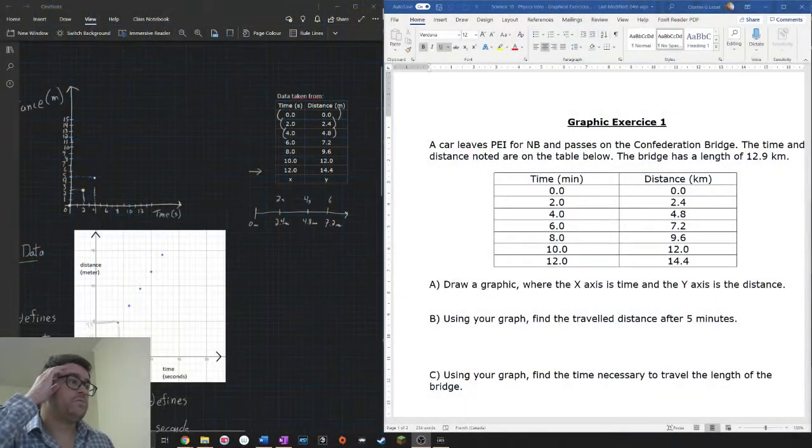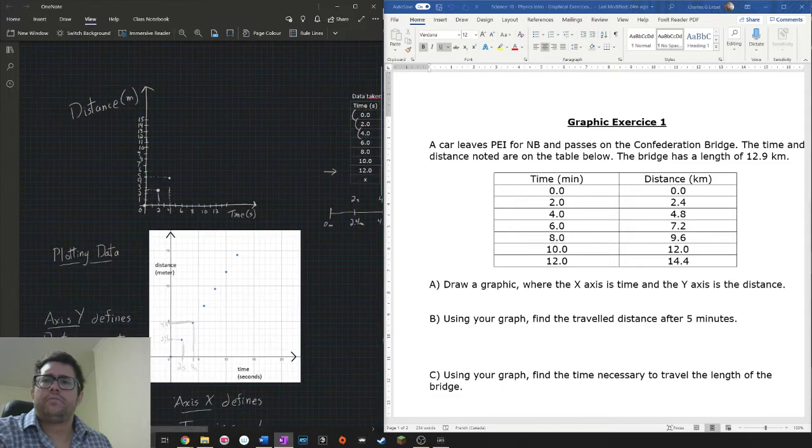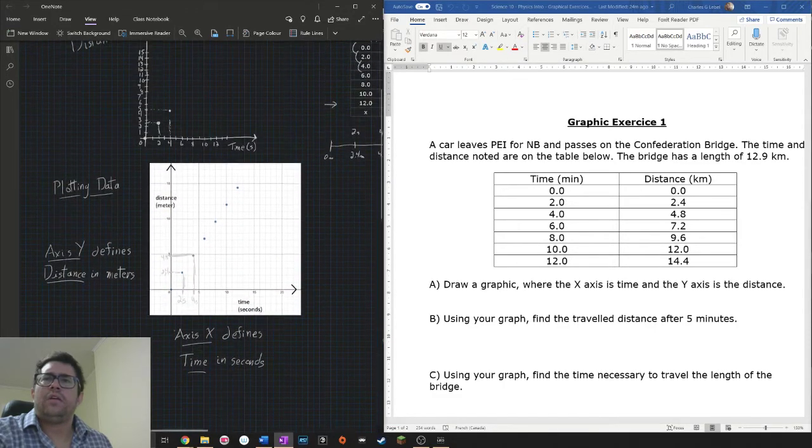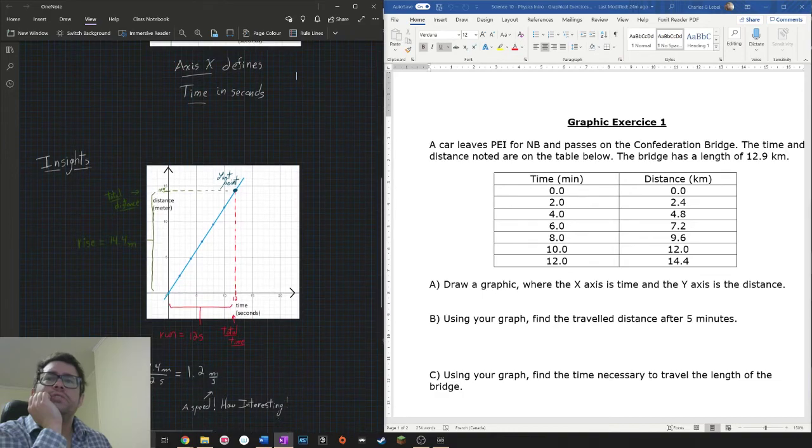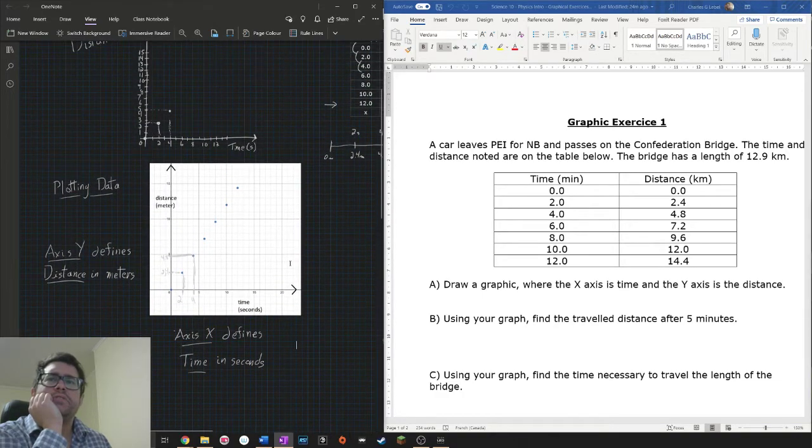Okay. So basically, this is the result of our data. This is something you've done in math. There's nothing new about this. You don't need seconds here. What's new? What is new is going to be the insights that we get from this.